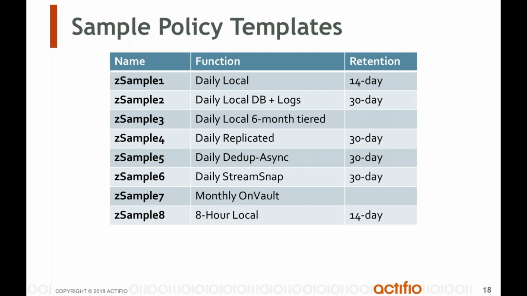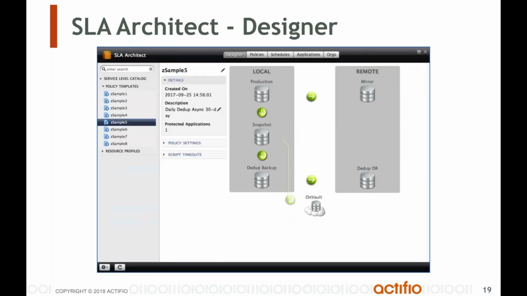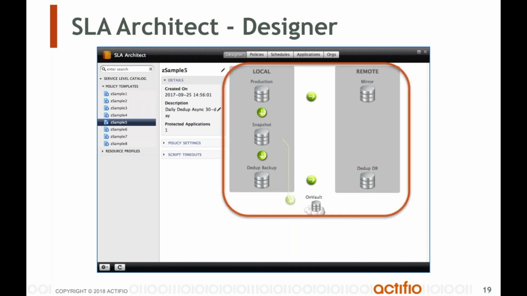Now, we use the SLA Architect's designer to view, to modify, or create the policy templates that the Actifio appliance will use to protect your data. We refer to the center section here as the data protection map, and again, the green arrows indicate the data protection path.